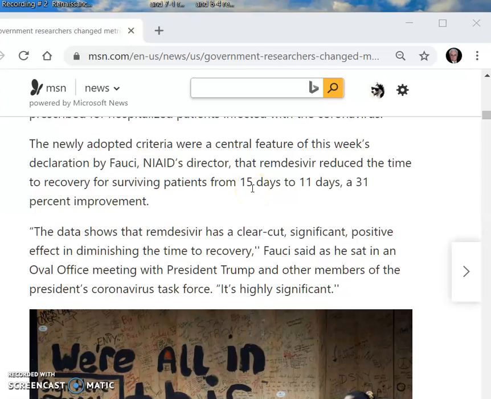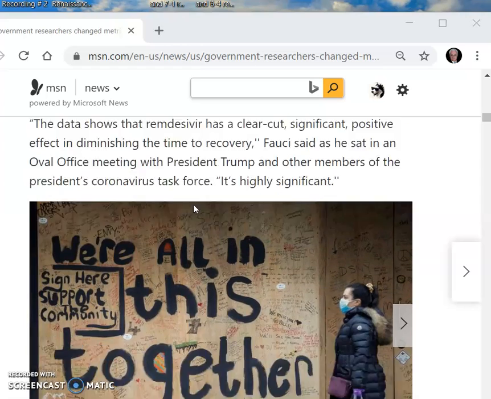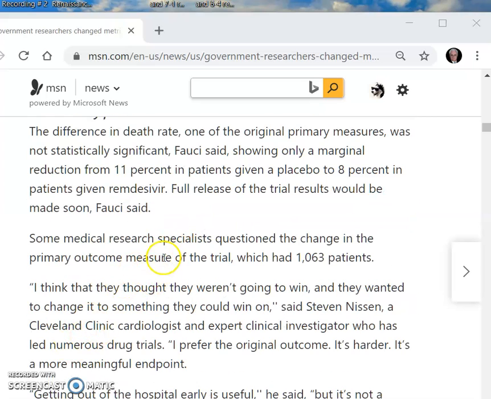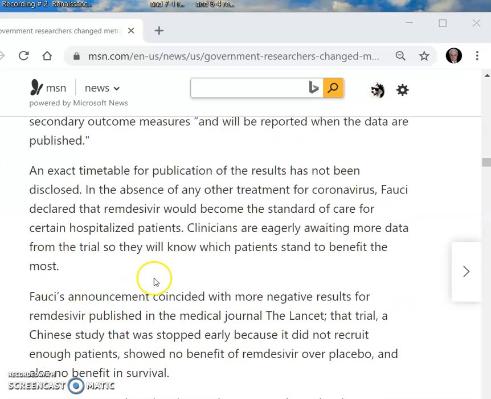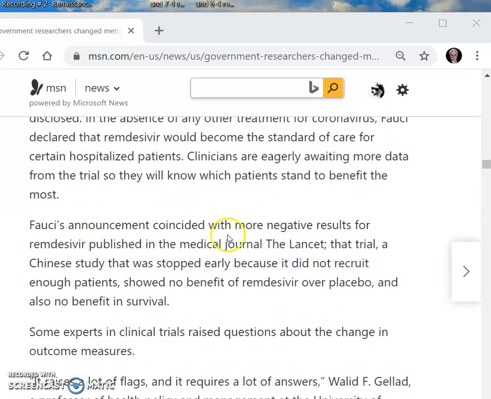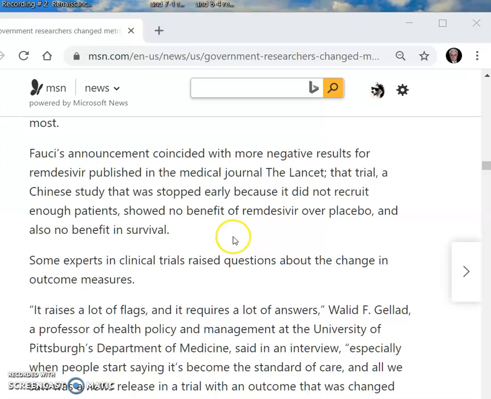But here's what you need to understand, and we'll see this as we go along. I'm just trying to give you a little bit of a preview here. In order to decide whether this is a statistically significant difference or not, you need additional information, which according to this article has not yet been provided. It says down here that the timetable for publication of the results has not been disclosed. So we really can't analyze this. I was really surprised that they did not disclose this yet, but that's just the way it is.